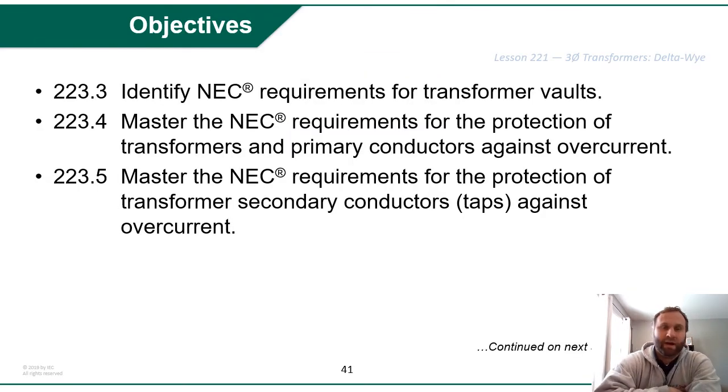223, identifying the NEC requirements. You're going to have some code lookup questions for transformer vaults and transformer installation. Code articles for transformers are mostly found in Article 450. Article 450 for transformers.